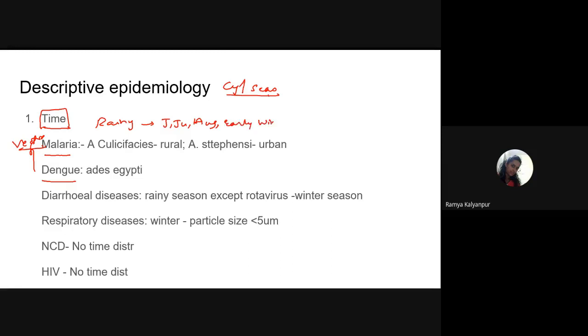So this is the period when there will be more rise in the number of malaria, dengue and other vector-borne diseases, chikungunya and all. Why? Because of the rains, it acts as a nice breeding site and there is propagation of the mosquito and its population. So this is a season where these diseases are more common.